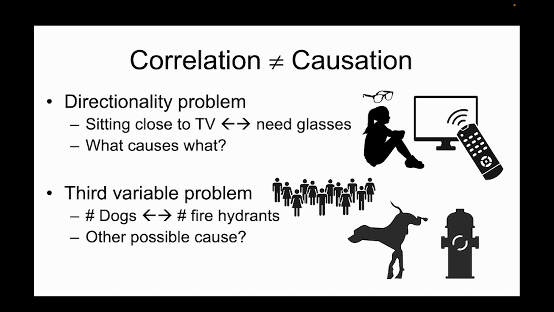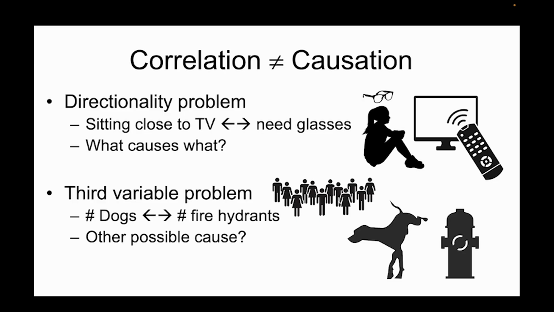There are 2 different problems that arise in correlational research that prevent causal conclusions. The first is the directionality problem. Let's start with an example from my own life. When I was very young, I needed glasses, and I had to sit close to the TV in order to be able to see anything.